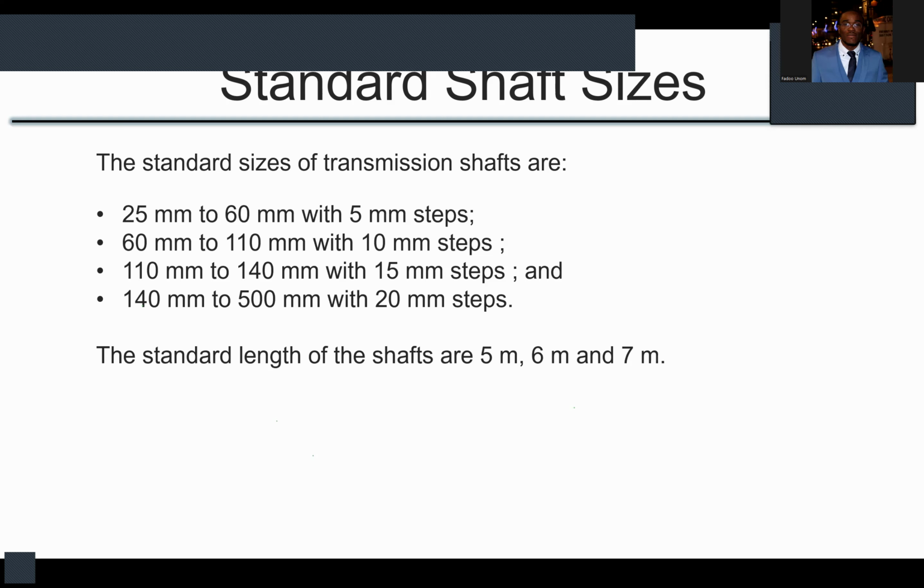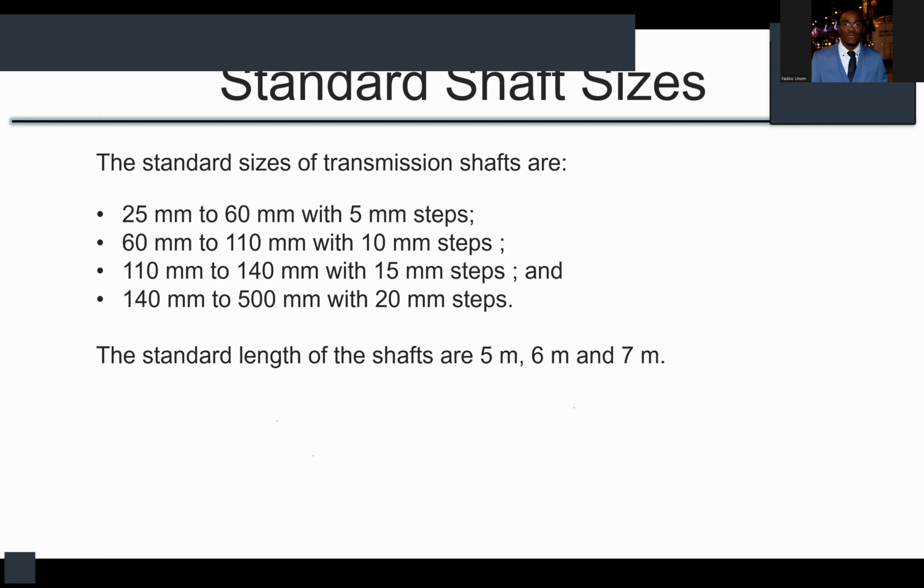From 60, it starts increasing in 10 millimeter steps. 60 to 110 is in 10 millimeters. So 60, then 70, you will not find 65. Then 80 millimeters, like that, until you get to 110. When you get to 110, it increases in 15 millimeter steps until you get to 140. Then from 140 upwards to 500, it increases in 20 millimeter steps. These are the diameters of the cross-sections.